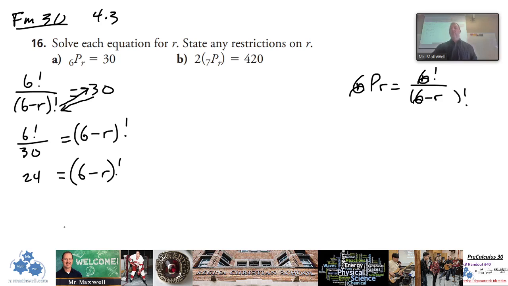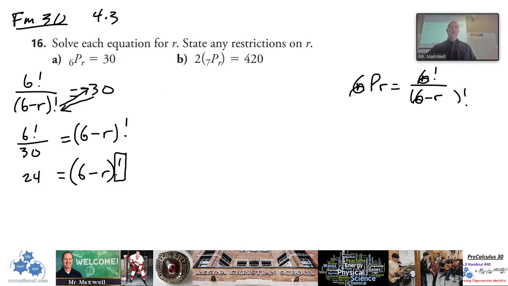Now when you get to this point, you're probably going to be tempted to say, okay, how can I get rid of this factorial operation here? Like what's the opposite of that? What can I do to undo that? And the realization is that there is no opposite operation for factorial. So you can't just get rid of the factorial.